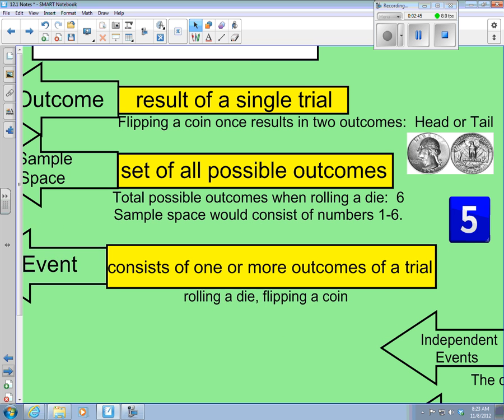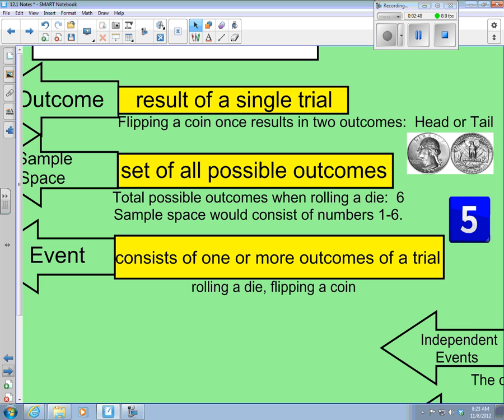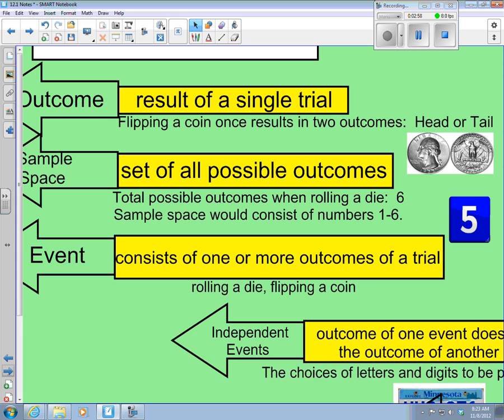An event, we talked about an event a little bit, consists of 1 or more outcomes of a trial. Rolling a die and flipping a coin would be 1 event.